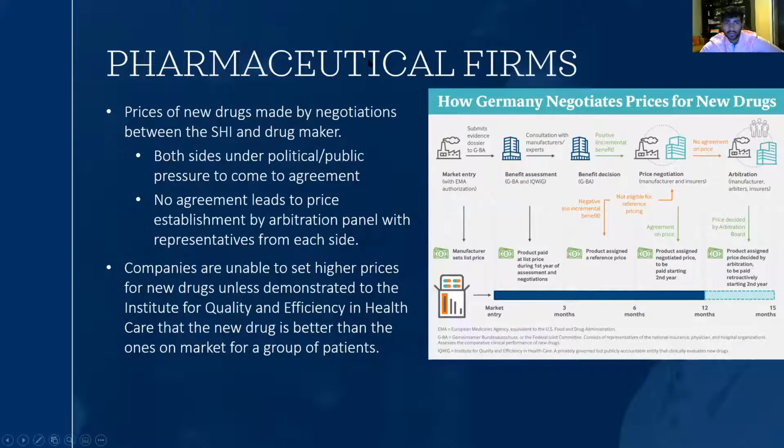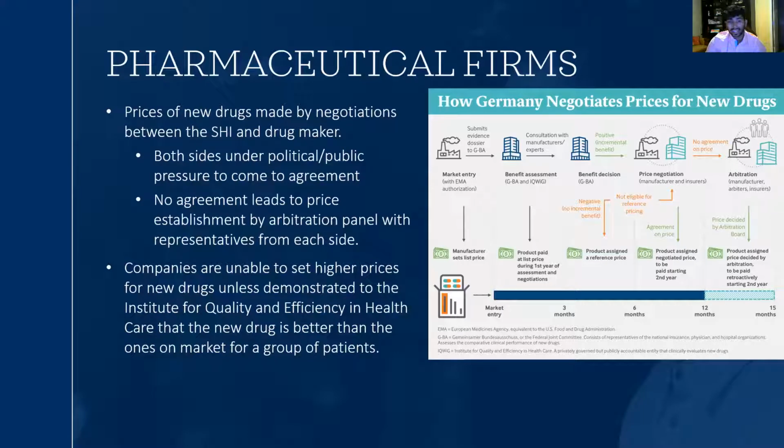Pharmaceutical firms. Prices of new drugs are set by negotiations between the SHI and the drug maker. Both sides are under political and public pressure to come to an agreement. Coming to an agreement is far more favorable because if they do not, the price is established by an arbitration panel with representation from each side. Once this price is set by the arbitration panel, the drug must be sold at that price or the manufacturer must withdraw the drug. That's not favorable because they would lose all potential sales in this huge market.